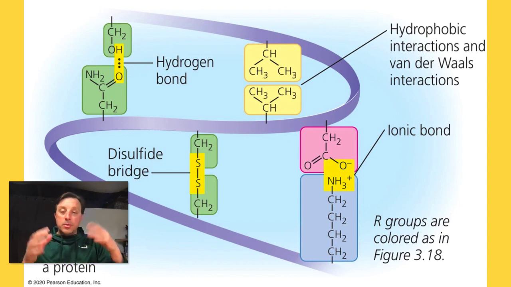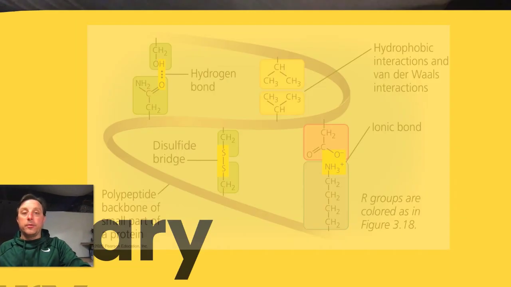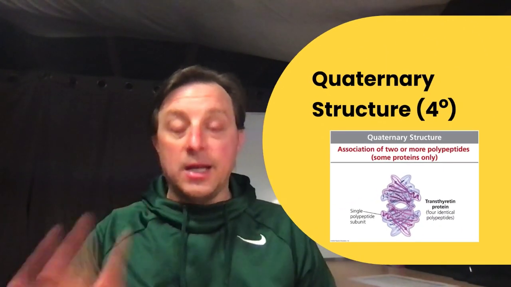And there's a few different chemical bonds that can form: ionic bonds between positive and negative regions, hydrogen bonds between polar regions, and there is actually a covalent bond. This disulfide bridge is a covalent bond that can form between amino acids that have sulfur, and actually really form a permanent piece of the protein structure. Okay, so those first 3 levels: primary, secondary, tertiary.